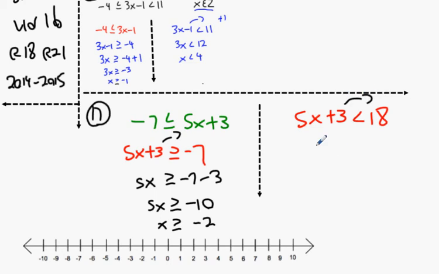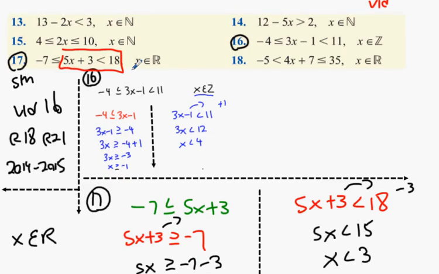Bring the 3 over the other side. 5x less than 15. Divide by 5. X less than 3. Now, is 3 included? No. This is an x element of R question. Decimals allowed.